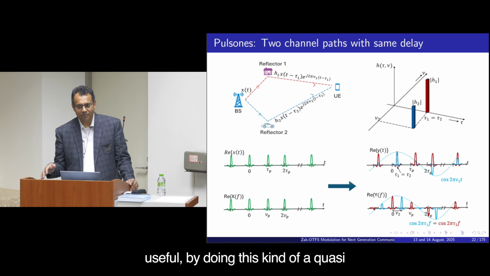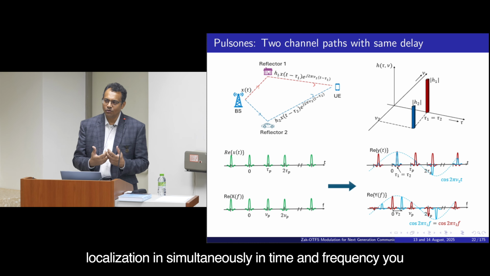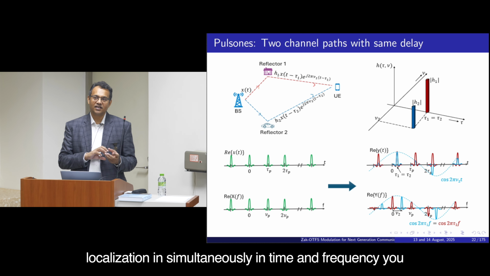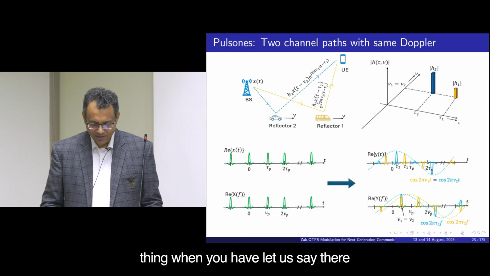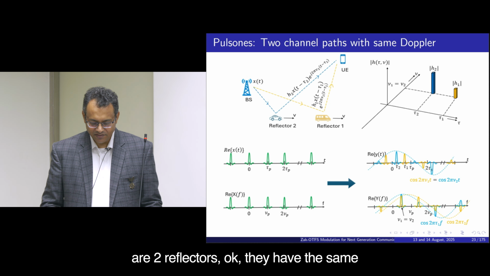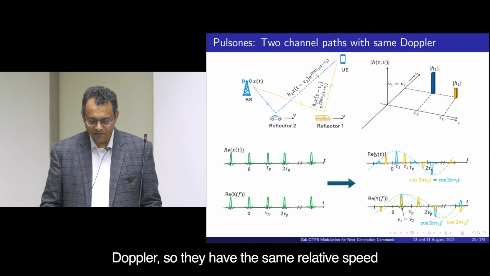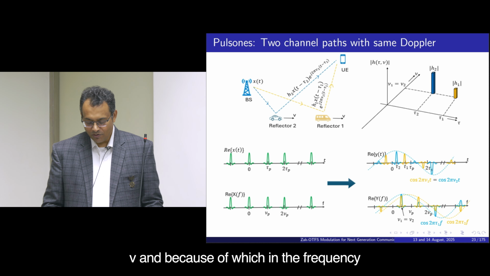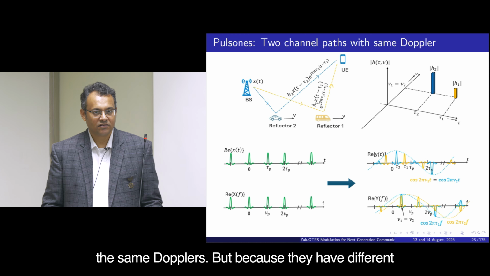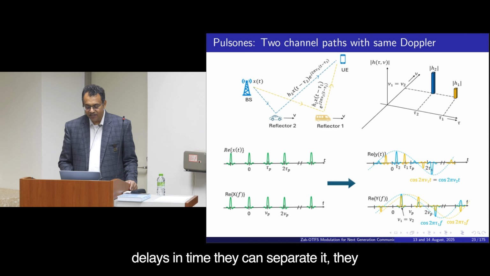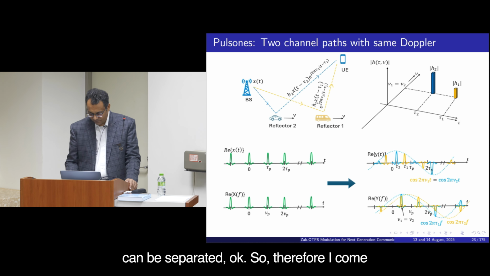So that's the idea why this is very useful. By doing this kind of quasi localization simultaneously in time and frequency, you can separate out these paths. And the same thing when you have, let's say, two reflectors with the same Doppler. So they have the same relative speed v, and because of which in the frequency you cannot separate them out because they have the same Dopplers. But because they have different delays, in time they can be separated.